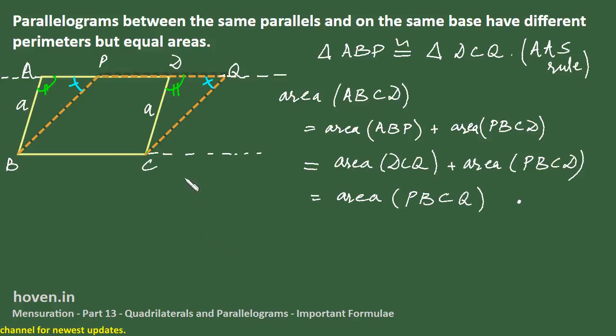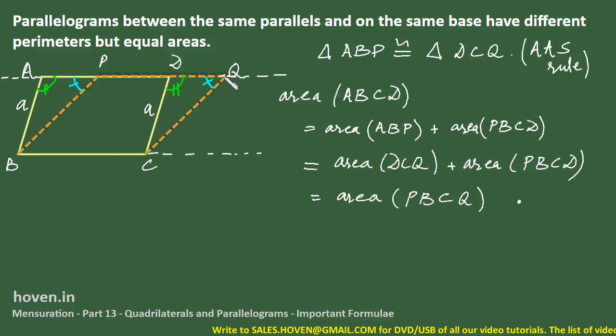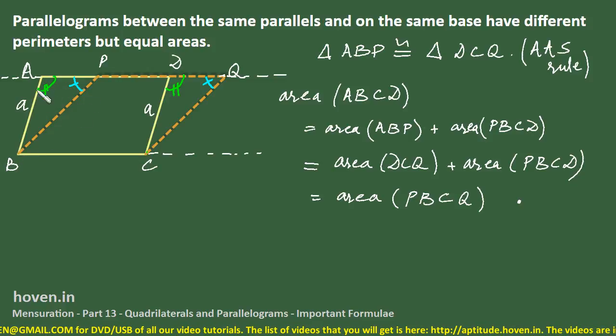The second thing we need to consider is the perimeters. Even though the area of this yellow parallelogram is same as the area of the dotted parallelogram, the perimeters are not equal. You can see that this side BC is common. Therefore, the PQ will also be equal. There is no problem on perimeter as far as side BC is concerned. But the problem comes with the side BP. BP is different from AB. BP is not equal to AB. So, the perimeters of these two parallelograms are different.